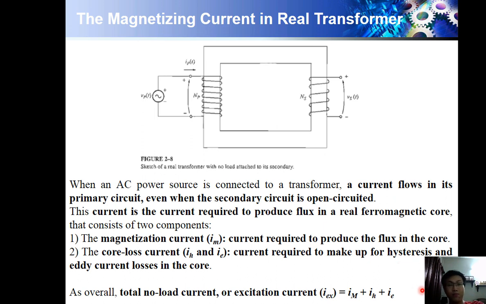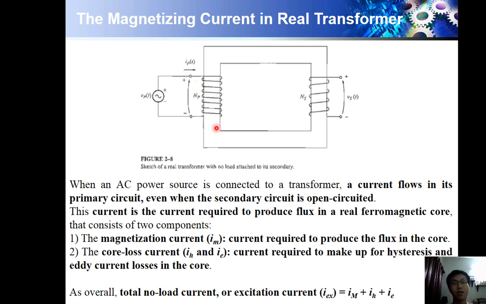Okay. So next we talk about the magnetizing current in a real transformer. Same, we open the secondary side. We inject AC current in the primary side. When an AC power source is connected to a transformer, a current flows in the primary circuit, even when the secondary circuit is open circuited. The current will flow in the primary winding, although this is an open circuit, no load.